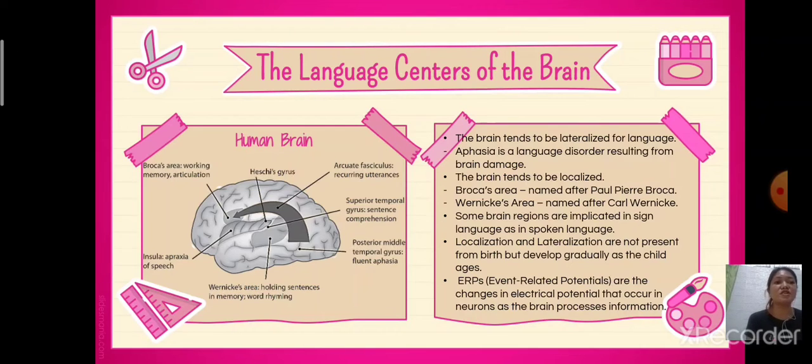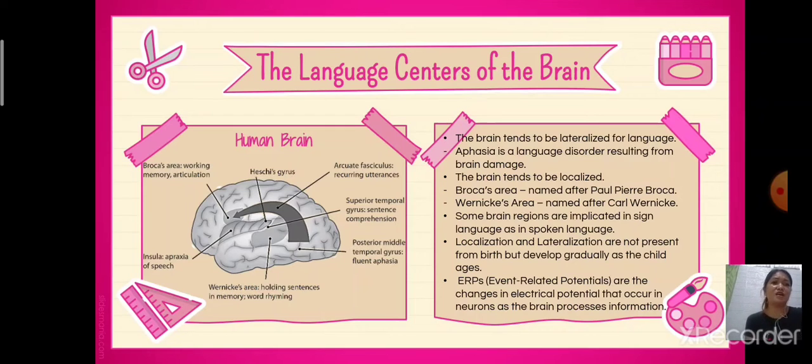Some brain regions are implicated in sign language as in spoken language. Some people have disabilities which may hinder them from producing sounds, so some parts of the brain they may use for sign languages, especially for deaf people. Localization and lateralization are not present from birth, but they gradually develop as the child ages. So when they are still babies, localization and lateralization are not yet present in the brain of the child, but later on they develop gradually as the child gets older.